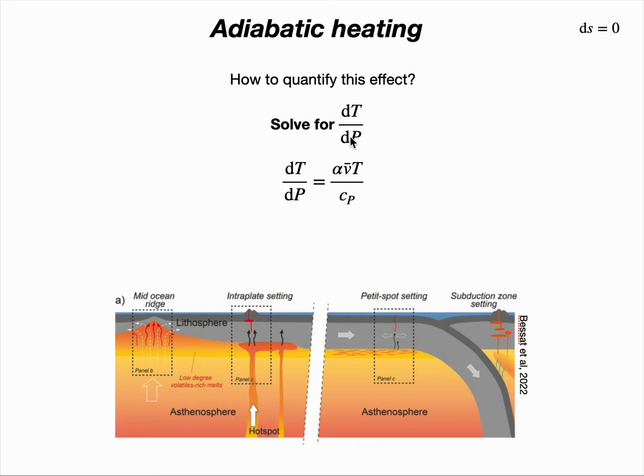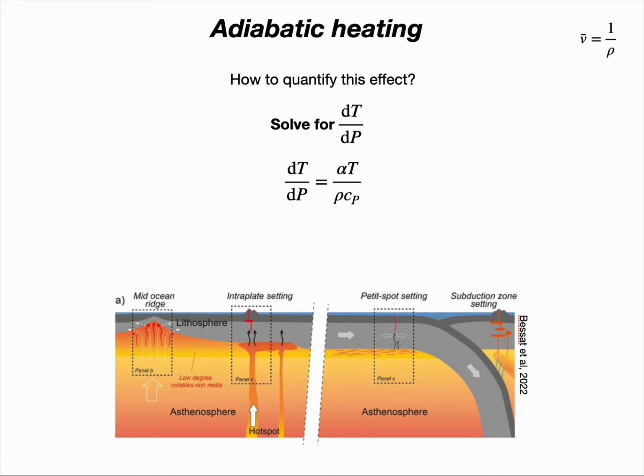So you can solve for dT/dP. Let's do that. We get alpha V bar T divided by Cp. What is the definition of V? Remember, V bar is 1 over rho. So we substitute V bar by 1 over rho, and we get dT/dP is alpha T over rho Cp. So at this stage, we get a variation of T relative to a variation of P.